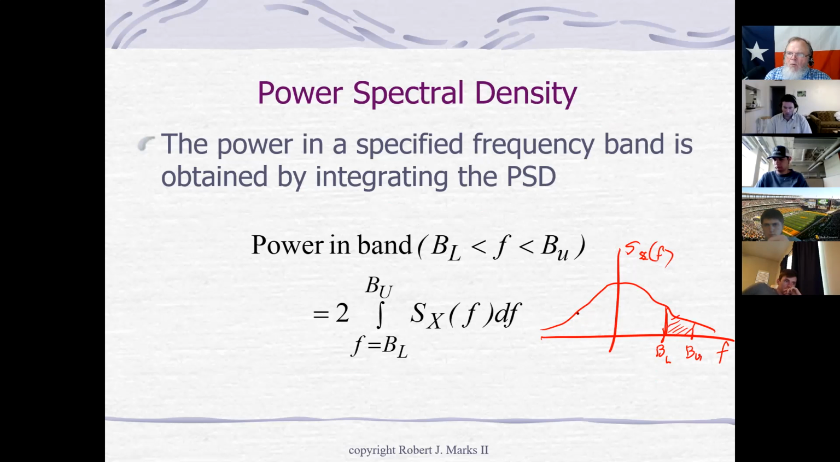Because Fourier transforms are weird with symmetry, we also have to include this part. So the total power associated with this power spectral density is the area of here plus the area of here. But because of the evenness, it's just twice the area of here. So this is twice the area of the power spectral density, and that's the power in the band.